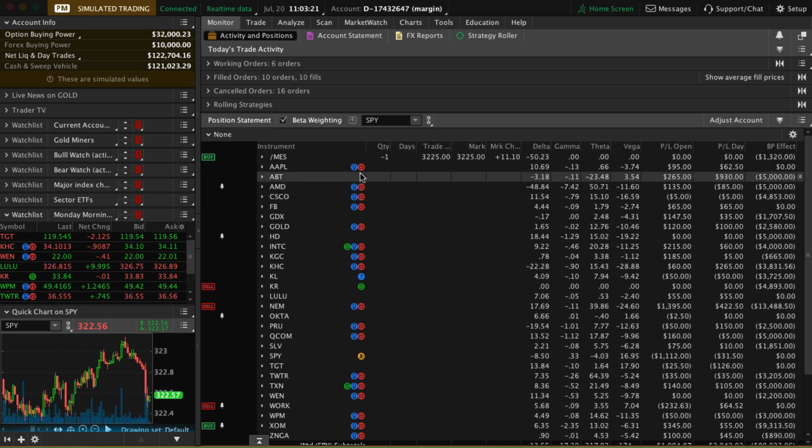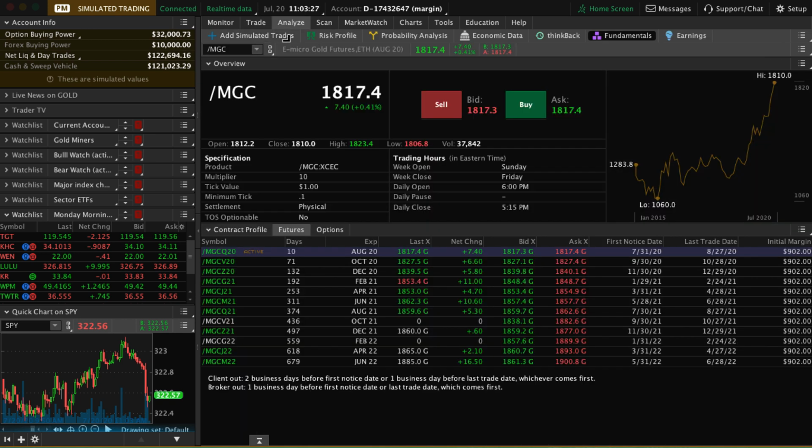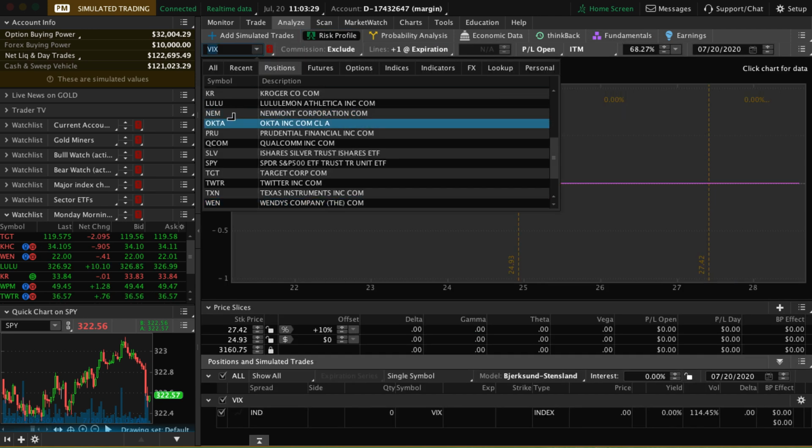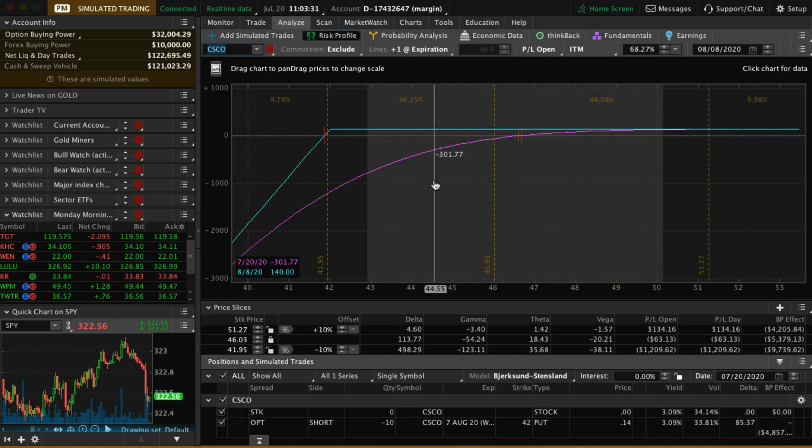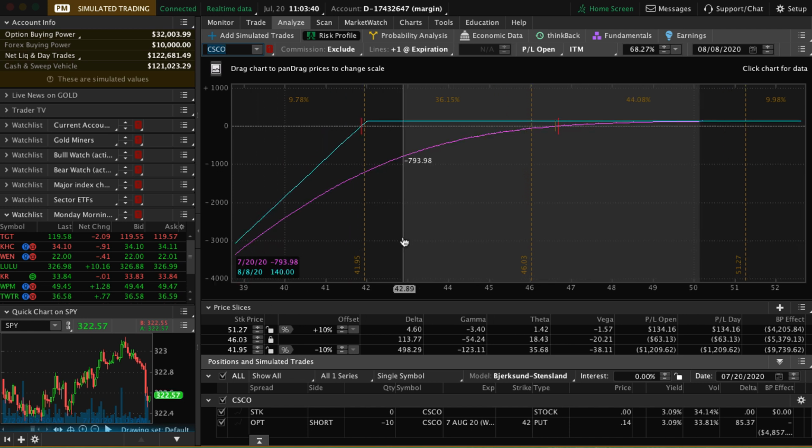So let's go one by one, actually, the ones which are interesting for us. I said it's cool to look at Cisco. It's a negative number here. So let's analyze the Cisco risk profile. What's going on with Cisco? It's just a short put, so a cash secured put. I don't have any protection. It's not a spread. So I'm actually believing that Cisco will stay above 42.